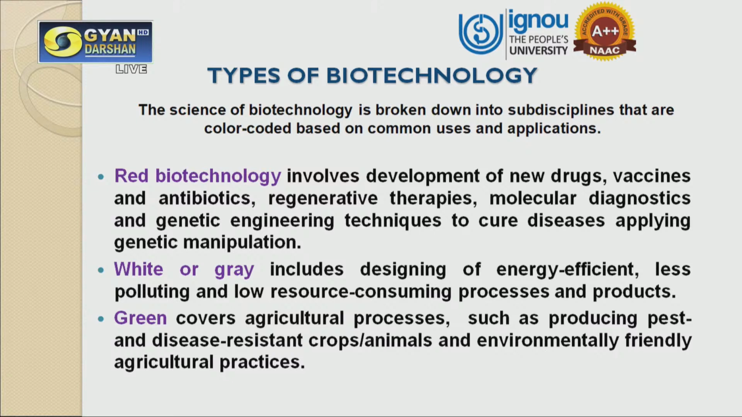Now, let's see what the different types of biotechnology are. Biotechnology can be of different types, and these types are denoted by different colors. These subdisciplines can be divided into red biotechnology, that involves development of new drugs, vaccines and antibiotics, regenerative therapies, molecular diagnostics, and genetic engineering techniques to cure diseases by applying genetic manipulation. The other is white or gray biotechnology, which includes designing of energy efficient, less polluting and low resource consuming processes and products. After this comes green biotechnology. From the color itself, you can correlate. It covers agricultural processes such as producing pest and disease resistant crops, animals, and environmentally friendly agricultural practices.